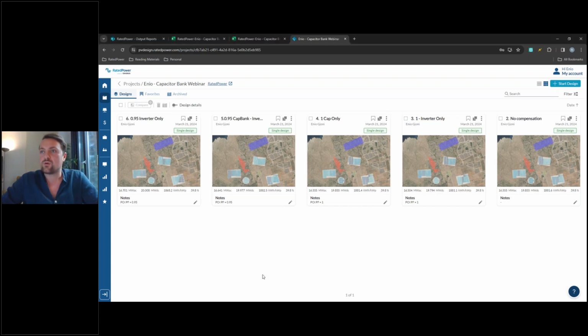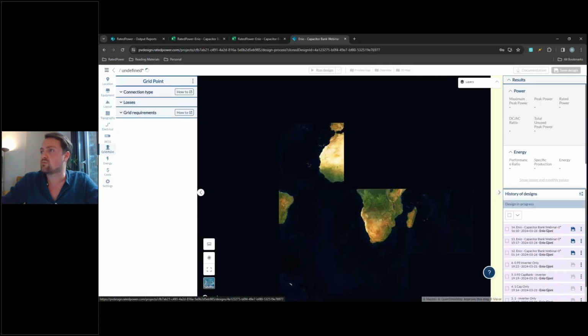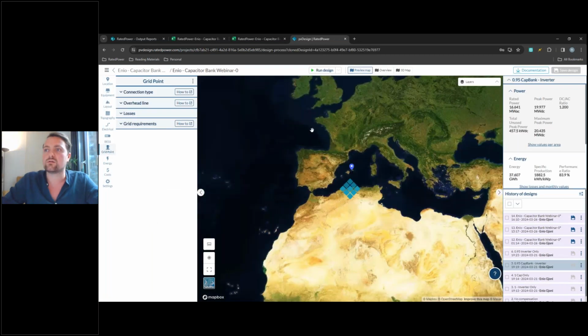So basically here we are in the RatedPower environment. Prior to the webinar, I created a design where, for the same design, I used different strategies to compensate for the reactive power, with different required power factors at the point of interconnection. So we can move to one of the examples.